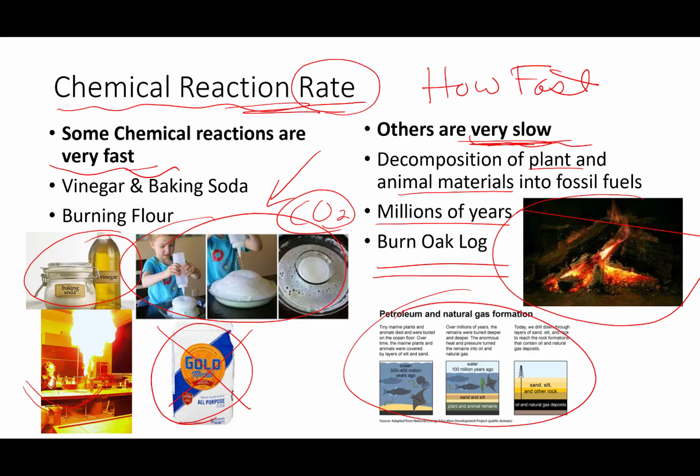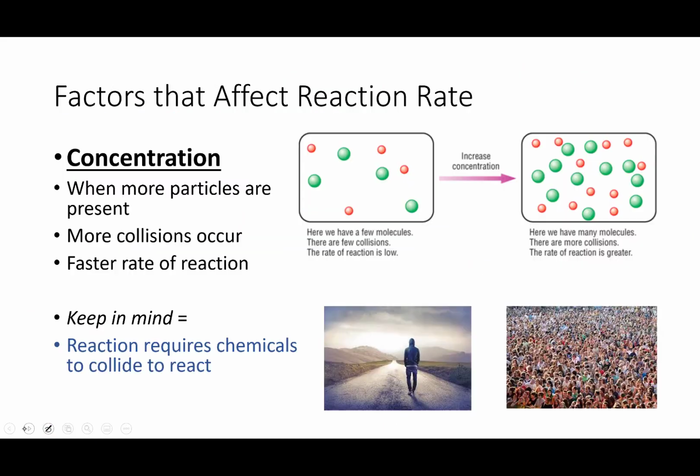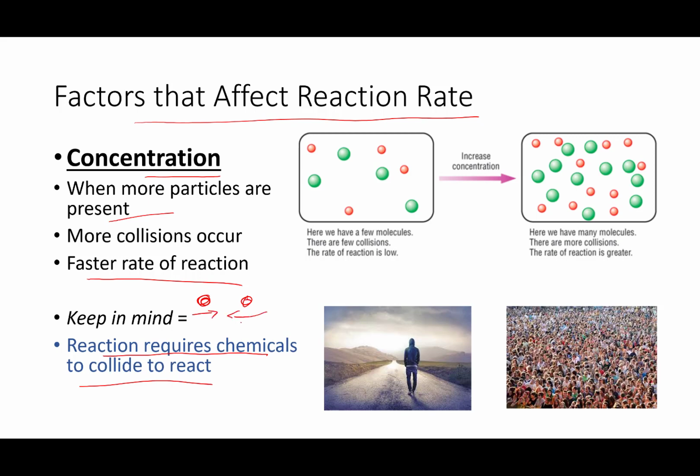So what things affect the rates of chemical reactions? Well, one of the things that has a big effect is concentration. The more particles that are present in a container, in a solution, whenever you have two chemicals you're mixing, the faster the reaction is going to occur. Keep in mind, a reaction requires that the chemicals collide. You've got two molecules and they have to come in close enough proximity that they are going to hit each other and initiate this chemical reaction. So the more particles there are present, the faster the reaction is going to occur.